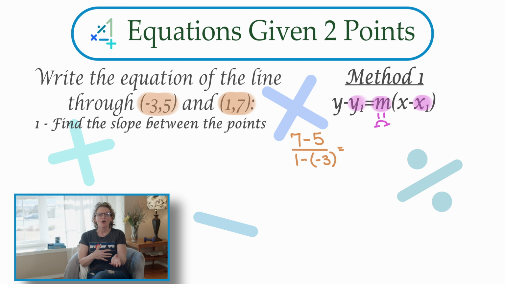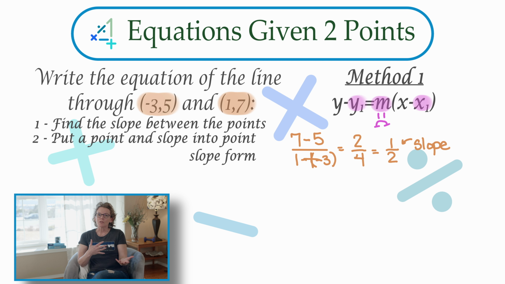7 minus 5 over 1 minus -3 equals 2 over 1 plus 3 equals 4. That simplifies to 1/2. Next, we'll use point-slope form the way we learned in another video. We use the slope and our favorite points out of that -3,5 and 1,7. Either one will work. I'll pick 1,7.